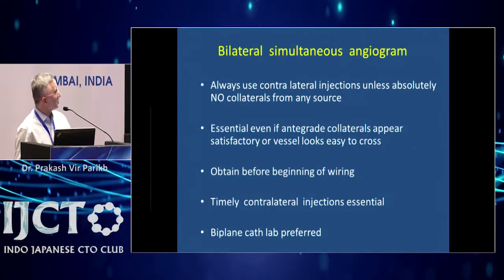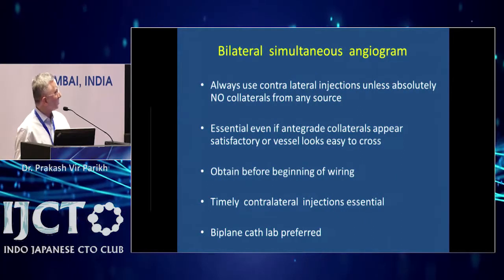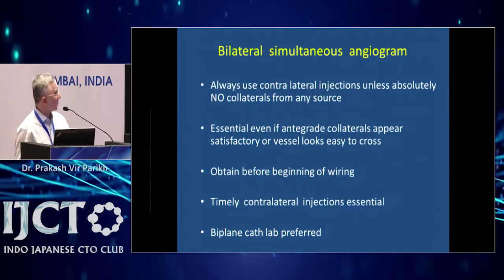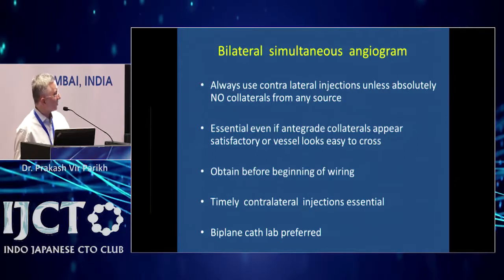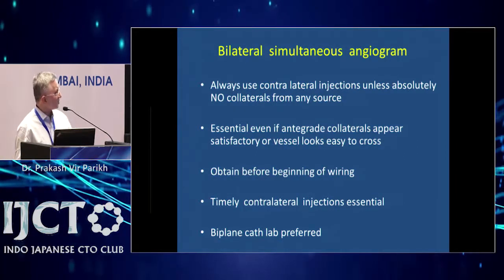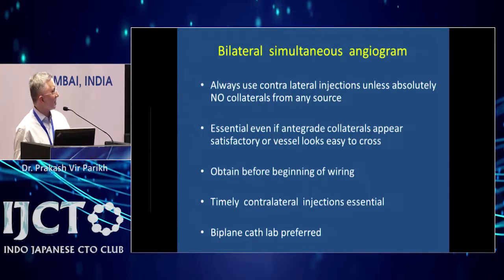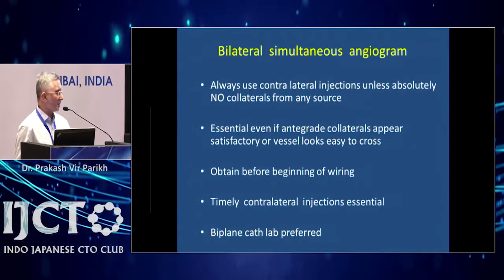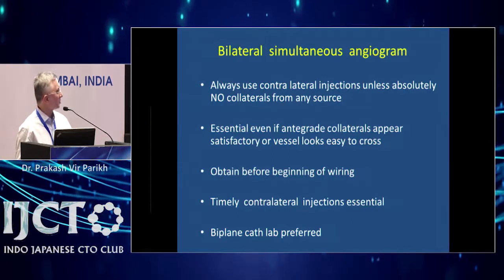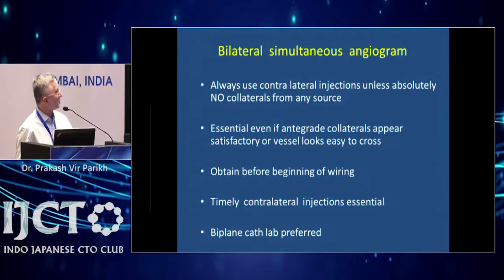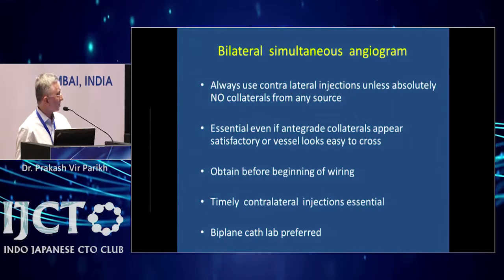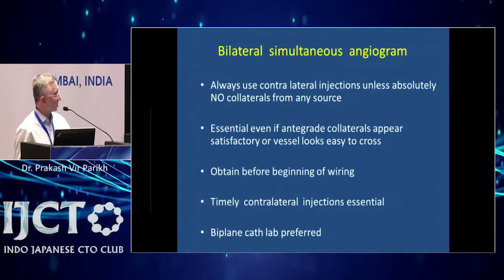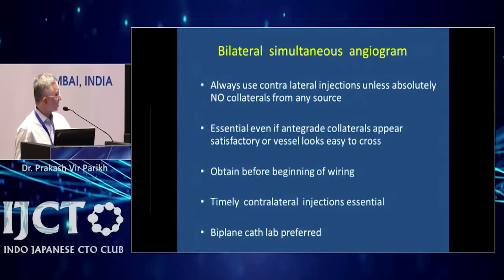Bilateral simultaneous angiograms are very, very important. Always use them unless there are absolutely no collaterals from any source. This is essential even if anterior collaterals appear satisfactory or the vessel looks easy to cross. Because sometimes once you start the integrated approach and your wires and microcatheters are inside the proximal vessel, it is difficult to see the distal vessel anteriorly, which you were able to see before the procedure. And always obtain bilateral injection before you start wiring. And during the procedure, timely contralateral injections are essential to understand the course of wiring. And for this, a biplane cath lab is preferred.